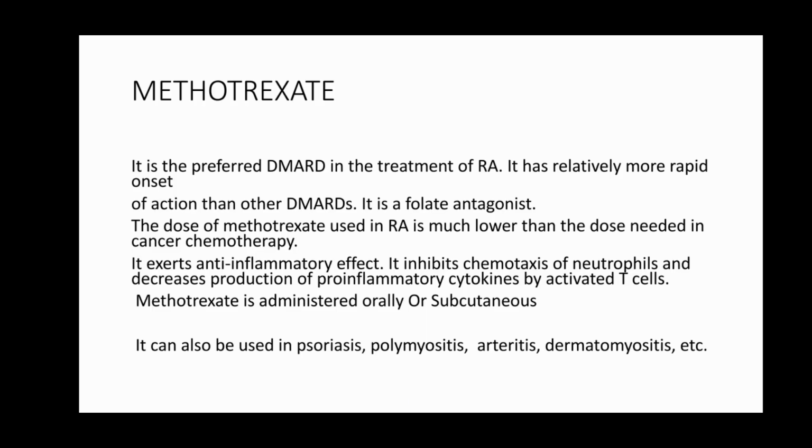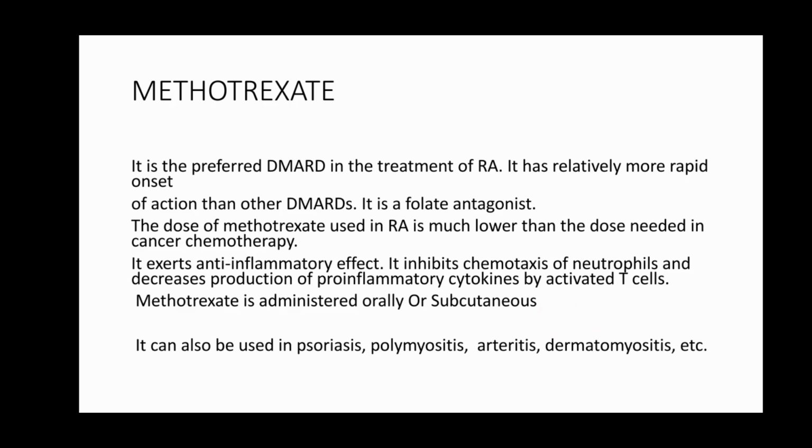First is methotrexate. It is the preferred DMARD in the treatment of rheumatoid arthritis. It has a relatively more rapid onset of action than the other DMARDs. It is a folate antagonist, and the dose of methotrexate used in rheumatoid arthritis is lower than the dose needed in cancer chemotherapy. It has an anti-inflammatory effect. It inhibits chemotaxis of the neutrophil and decreases the production of the pro-inflammatory cytokines by the activated T cells. Methotrexate is administered orally or subcutaneously.